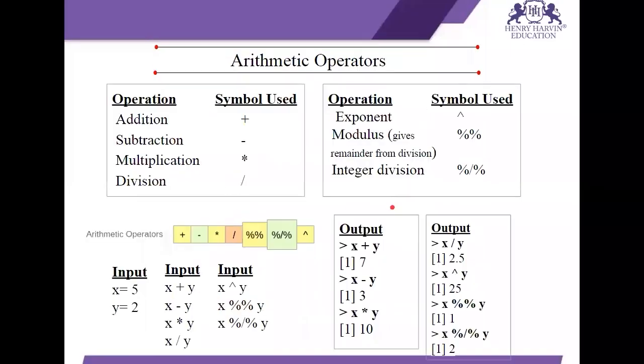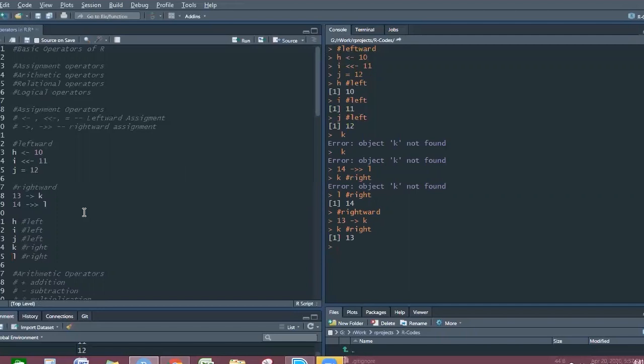Next operator is arithmetic operator. So arithmetic operators are used for basic mathematical operations such as addition, subtraction, multiplication, division, or you can use them for exponent values, modulus, integer division. So let's go to R and one by one execute each of the commands.